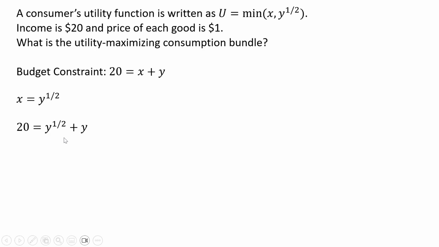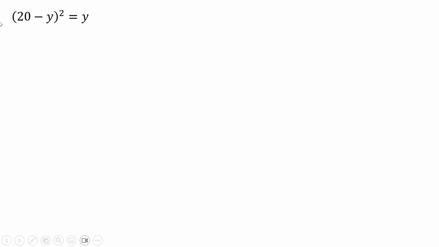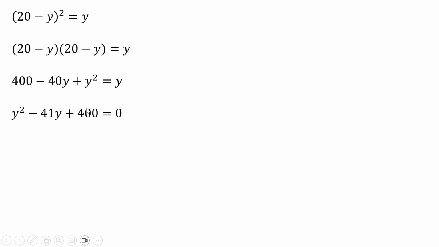And now we're going to solve this equation for Y. So I'm going to subtract Y from both sides. And now I'm going to square both sides to get rid of this Y to the 1/2 power. So squaring both sides. Now simplifying the left-hand side. And we get this result here. Now I'm going to subtract Y from both sides. And we get this result, which is a quadratic equation.